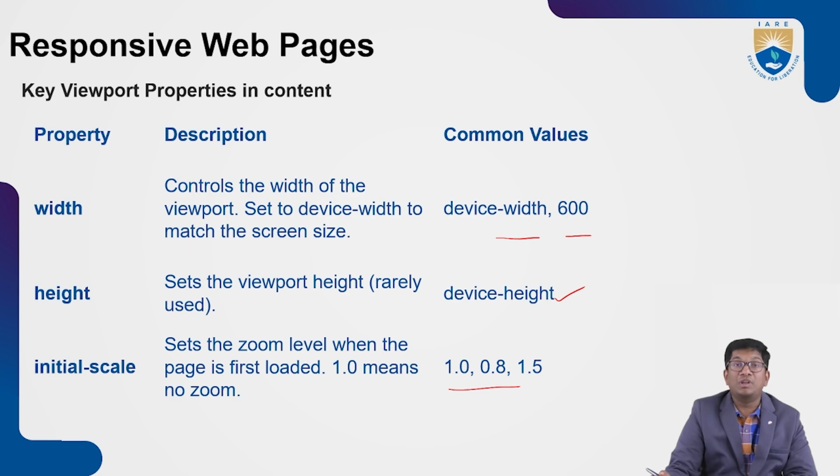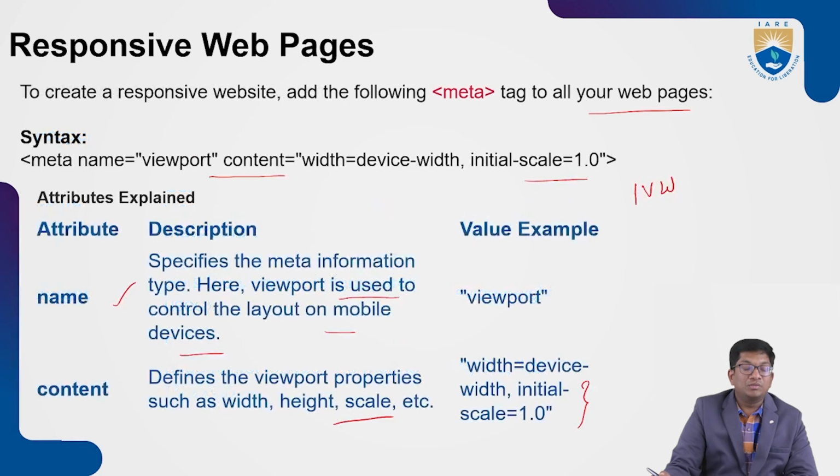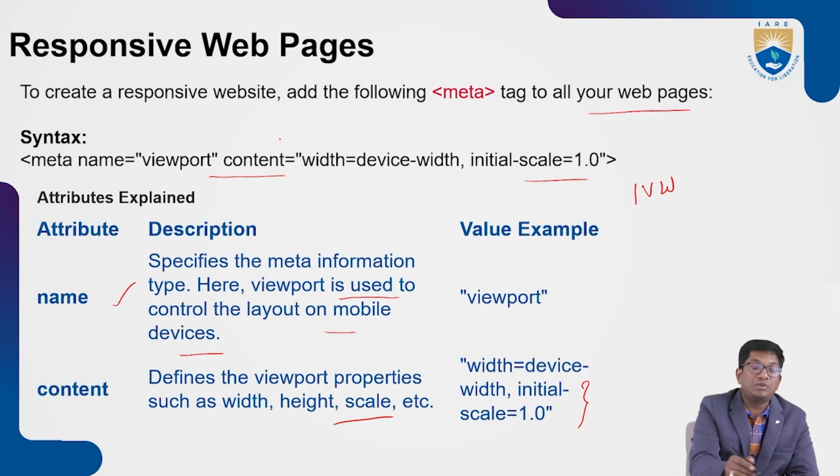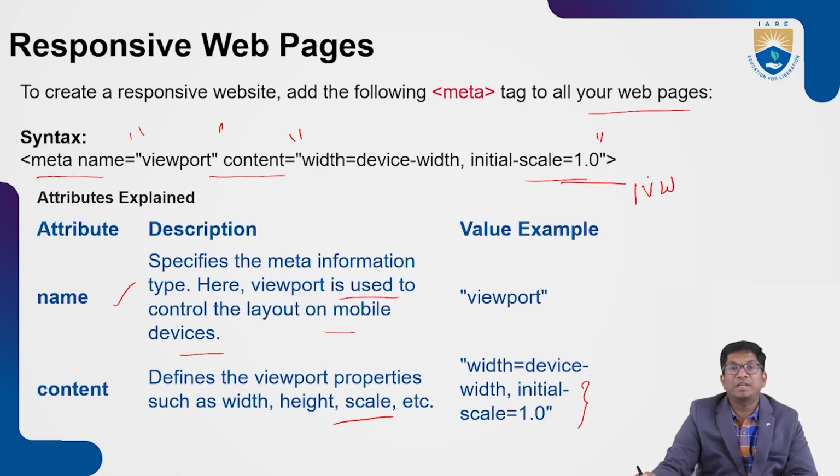For that purpose, you have to add one meta tag. The name is equal to viewport, content is equal to width is equal to device-width, comma, initial-scale is equal to 1.0. Everything you have to write in double quotes. And one more element is viewport, and everything you have to write in the meta element.